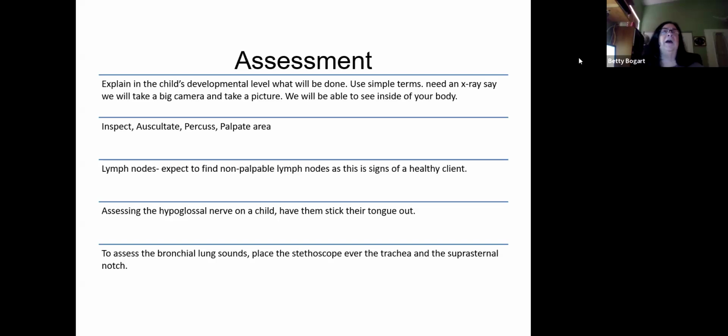Now, assessing a child, again, depends on their developmental age, depends on how old they are. A school age child is age 6 to 12. So if they're 6 years old, you're going to say, we're going to take a picture, and it's a camera. It makes a loud clicking noise and it moves and it's big, but I'll show you the picture when you get back to your room. And you do.